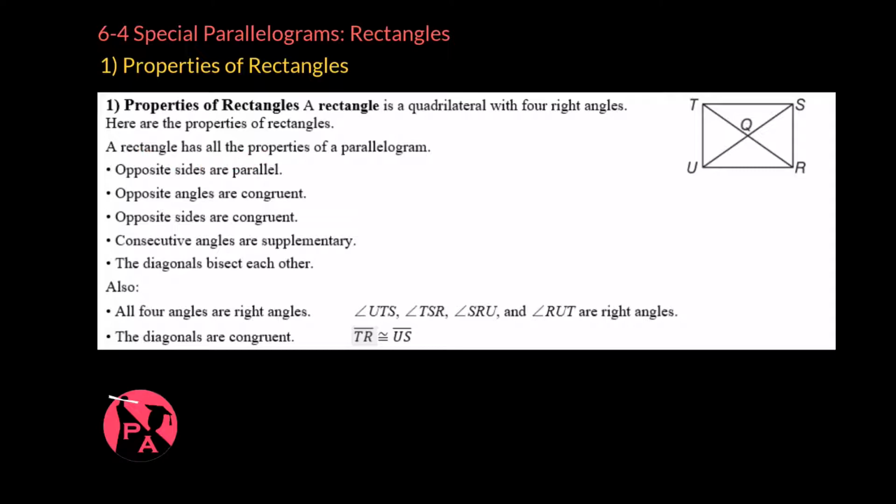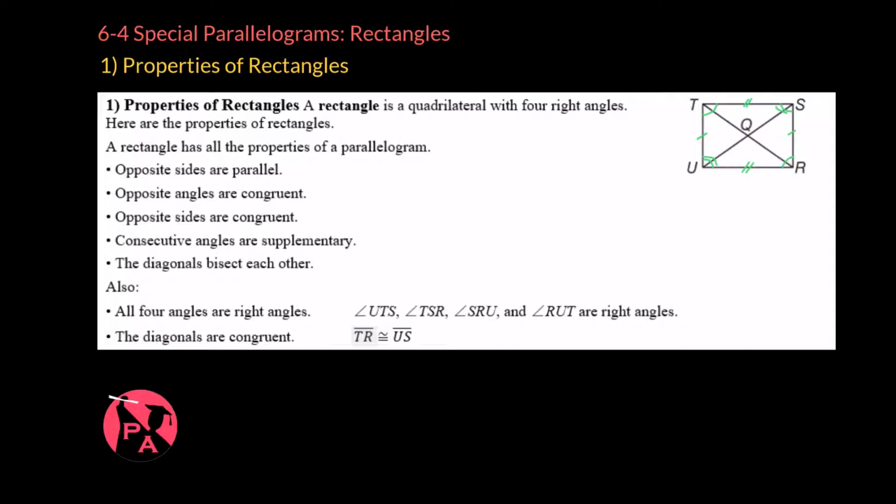A rectangle has all the properties of a parallelogram. So let's go over what we learned in the previous video. We learned that opposite sides were congruent, like these two, and TS and UR are congruent because rectangles are parallelograms. Other than these, we learned that the opposite angles were the same, like angle T and R are going to be congruent, U and S are congruent.